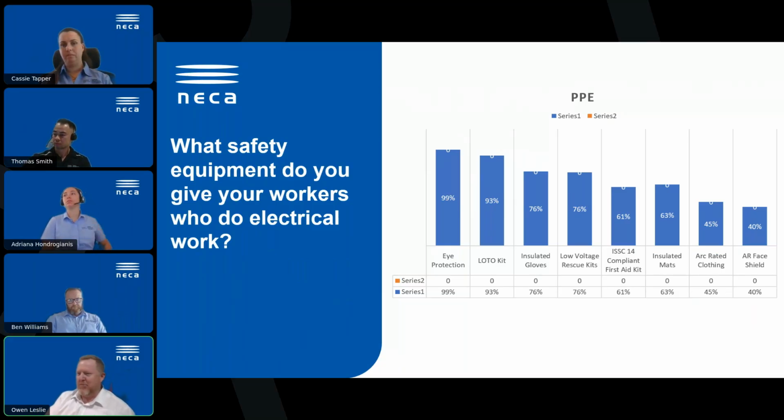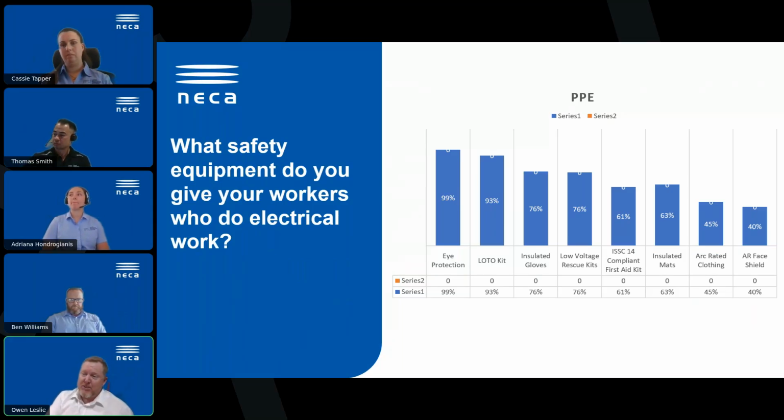But I'm kind of suspicious about the 76 on both the responses on the insulated gloves and low voltage rescue kits. 61% reckon they have an ISSC compliant first aid kit. 63% provide their workers with insulated mats.